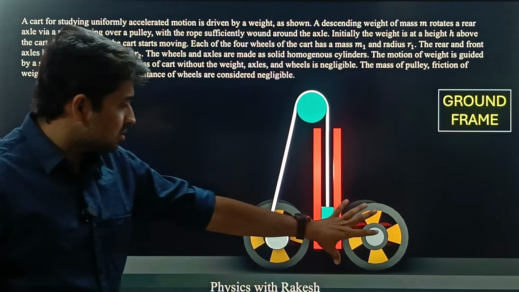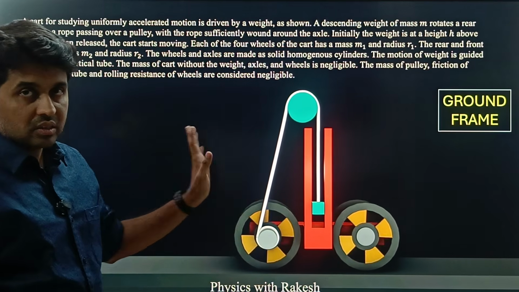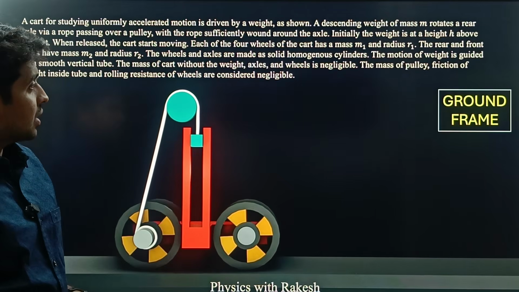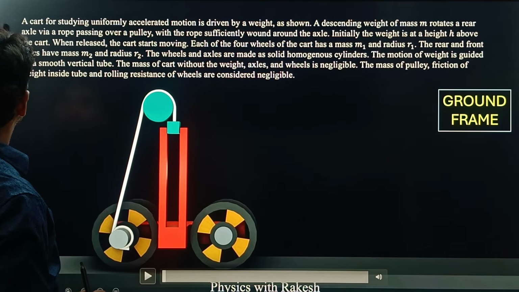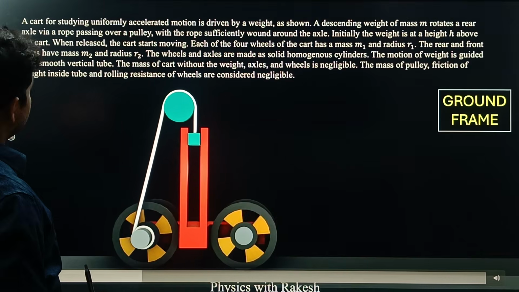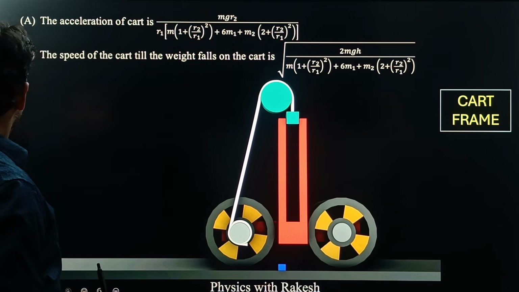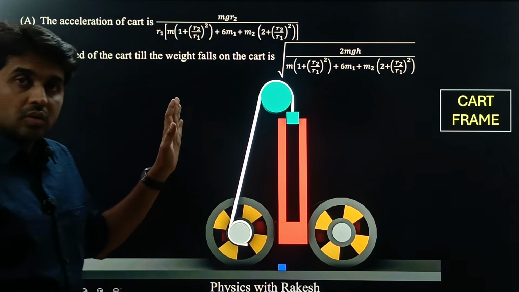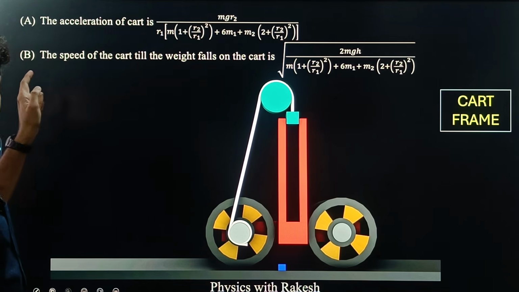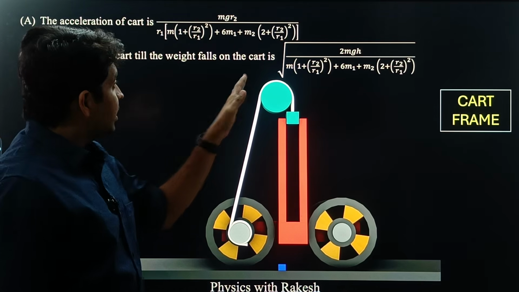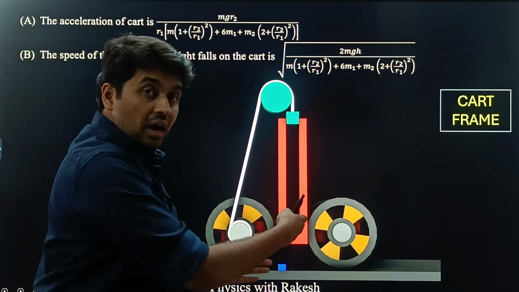He has given the mass of the wheels, mass of the axle, mass of this small mass which is coming down. All these things he has given: radius of the wheels, radius of the axle. Let us see what he is asking. The question he is asking is the acceleration of the cart. That is the first thing. Another thing, the speed of the cart till the weight falls on the cart. So till this falls on the cart, what is the speed of the cart at that time?